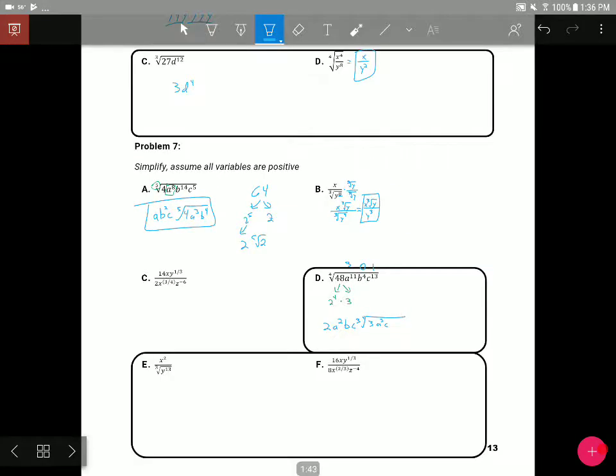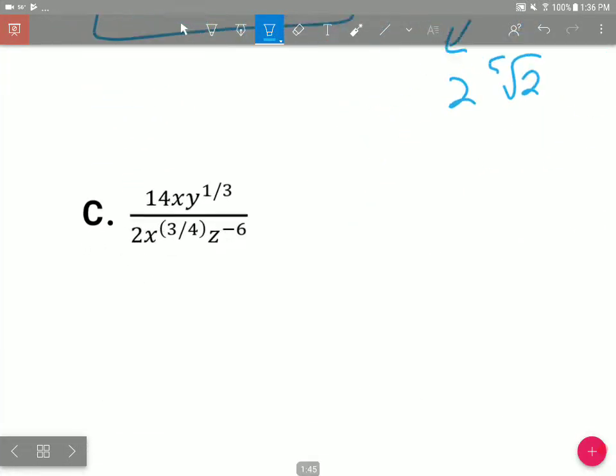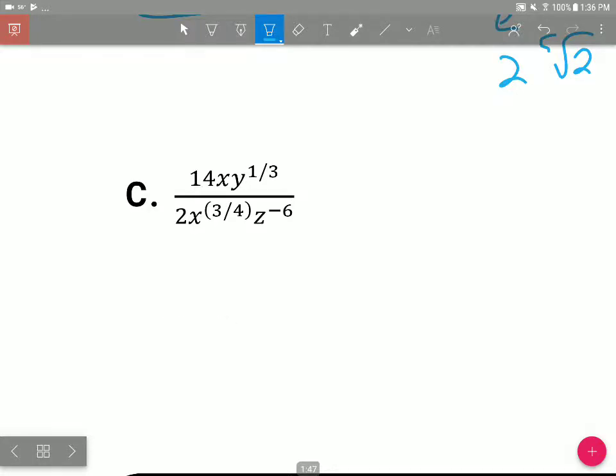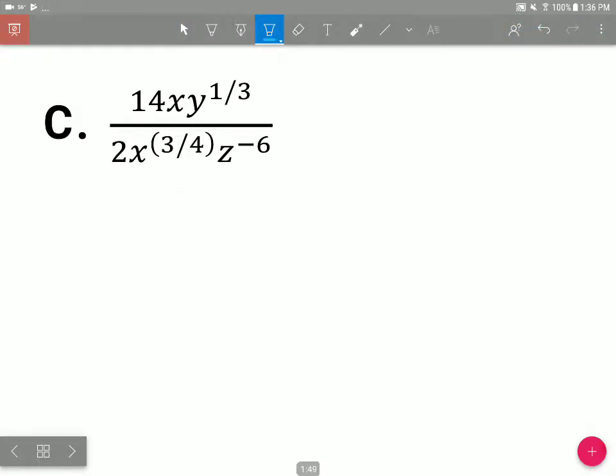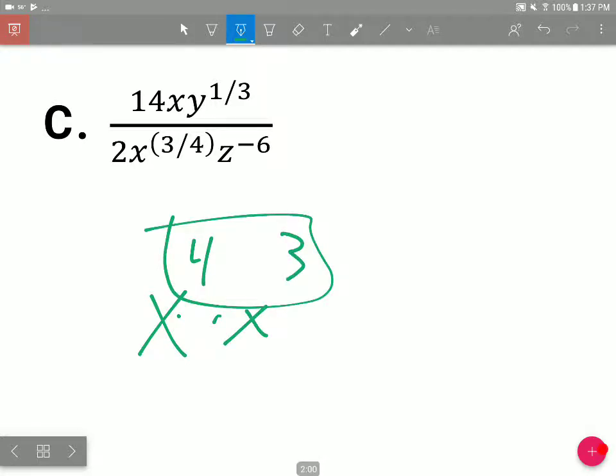So, last one of the day, and we'll call it quits. Letter C. All right, this one goes all the way back to the other day. This one is easier than it looks. You ready? What if I had something like this? If I had x to the 4th times x to the 3rd, what do you do to those exponents? You add them, so it's x to the 7th.